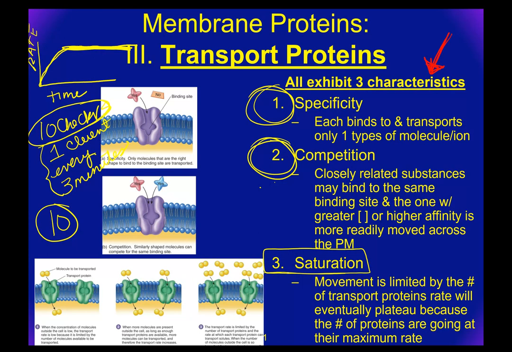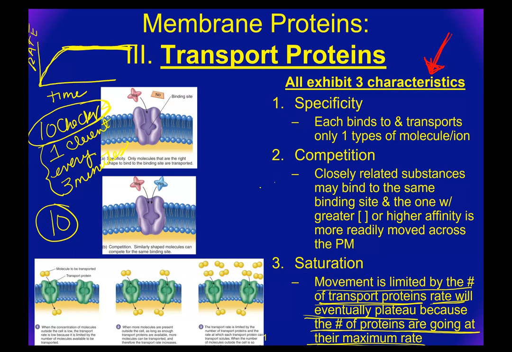So saturation is basically regarding the same thing. Movement is limited by the number of transport proteins, the number of checkers at Walmart, and the rate will eventually plateau. Again, if I can only do 10 people every 3 minutes, it doesn't matter if I put 100,000 people in the line, it's not going to go any faster. Why? The number of proteins are all going at their maximum rate. The number of checkers at Walmart are all going as fast as they can. Just because I add more doesn't mean that it's going to go any faster.